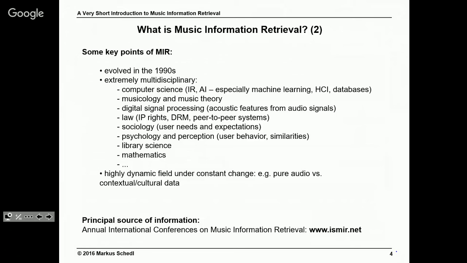In general, music information retrieval is still a relatively young research discipline, especially compared with text-based information retrieval or database research. It evolved in the 90s due to several reasons, which I'd like to summarize on the next slide. As already mentioned in this early definition by Stephen Downey, MIR is extremely multidisciplinary.